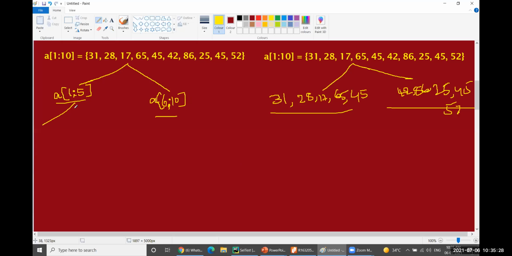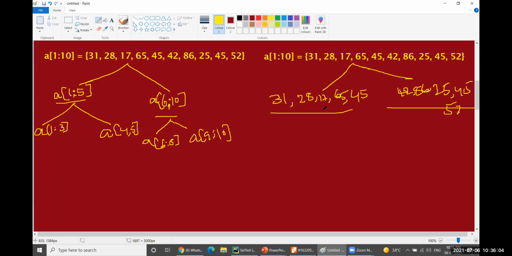Next time you could consider something like this: 1 to 5, in the sense 1 plus 5 is 6. So 1 colon 3 will be the first sublist, and 4 colon 5 will be the second sublist. So here you have to mention 6 comma 10, that is 16. 16 by 2 is 8. So 6 colon 8 will be the first sublist, and 9 colon 10 will be the second sublist.